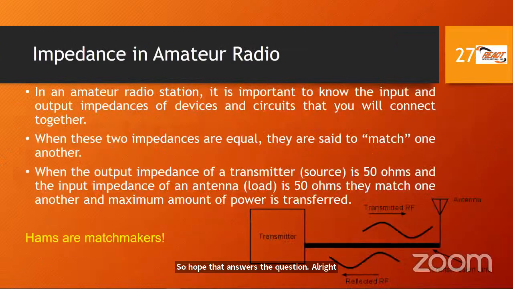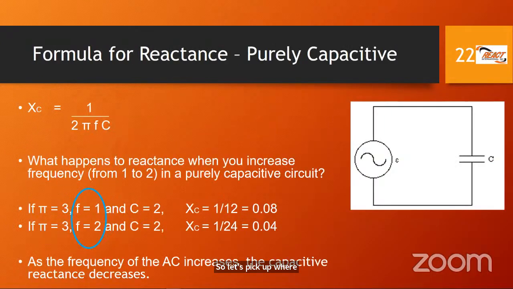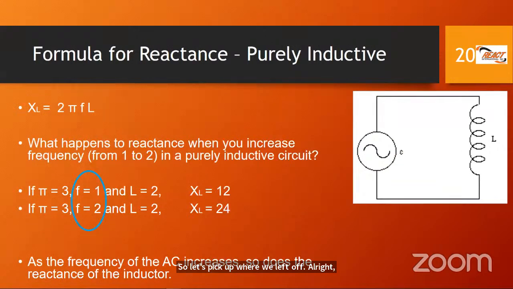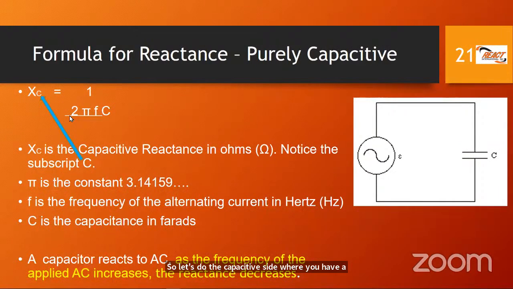So let's pick up where we left off. All right. So we talked about inductive reactance, a purely inductive circuit. So let's do the capacitive side where you have a capacitor. So again, there's a little typo, or rather a line moved on the slide. So we'll have to correct it for your slide deck.